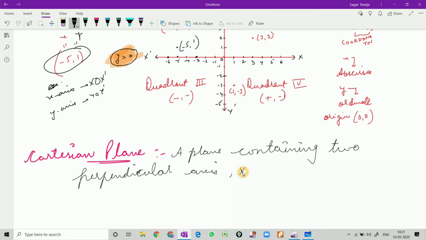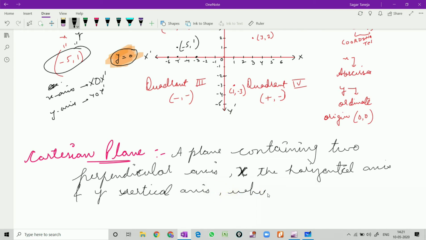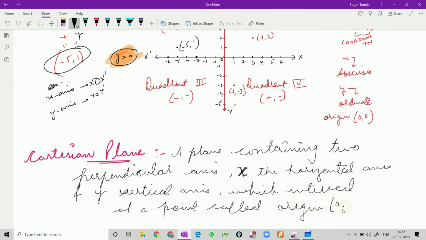first is x, the horizontal axis. X is a horizontal line, no? So x is the horizontal axis, and y, the perpendicular, the vertical axis. Just write it down, and we can write which intersects at a point called origin. And here the value of this origin is 0 comma 0.